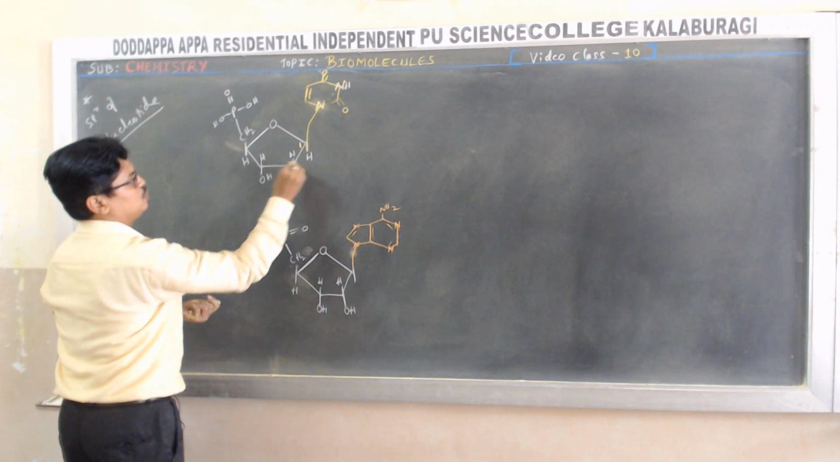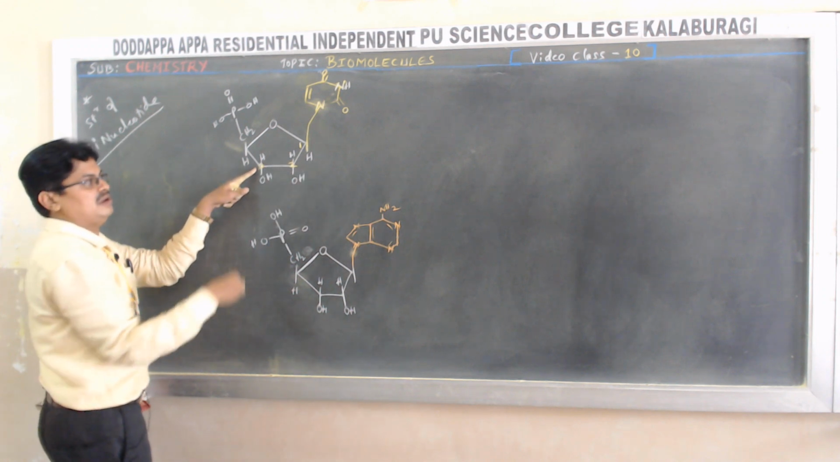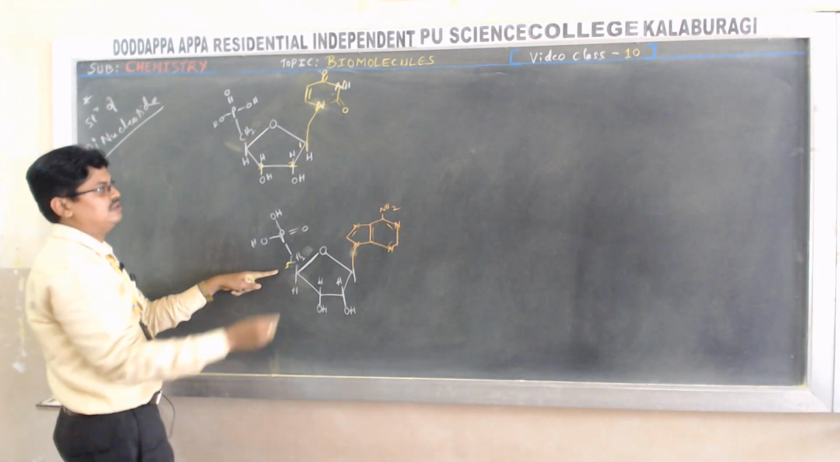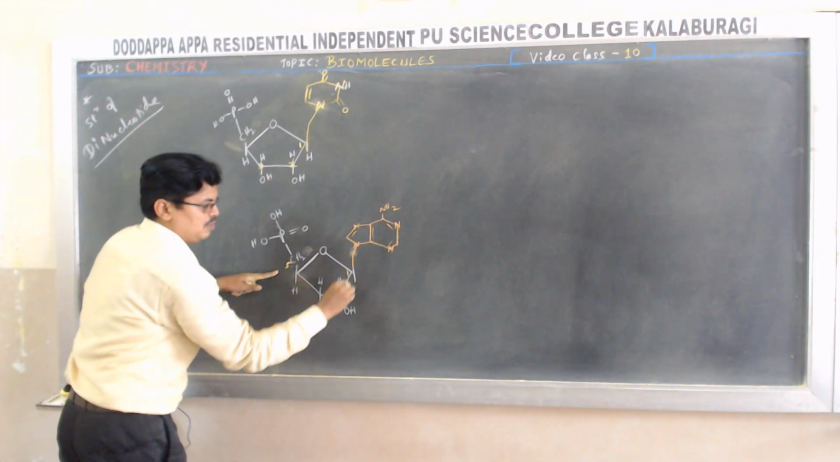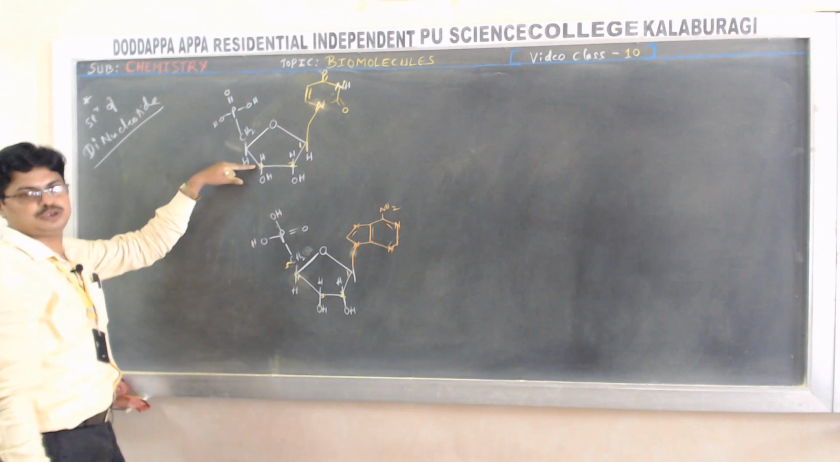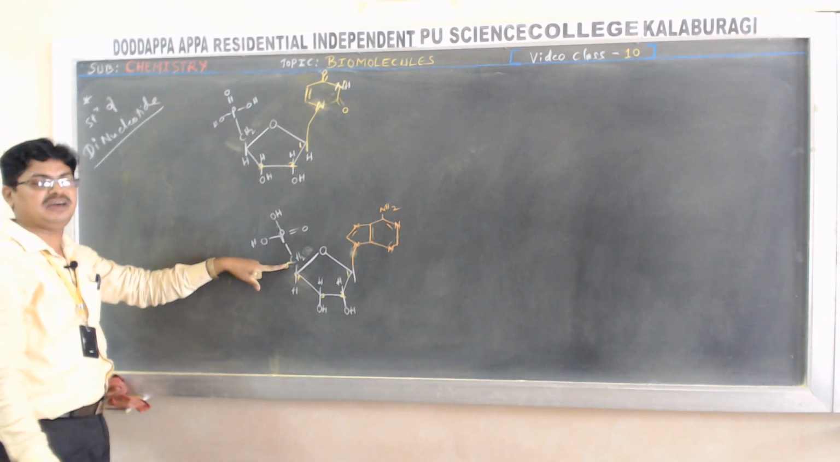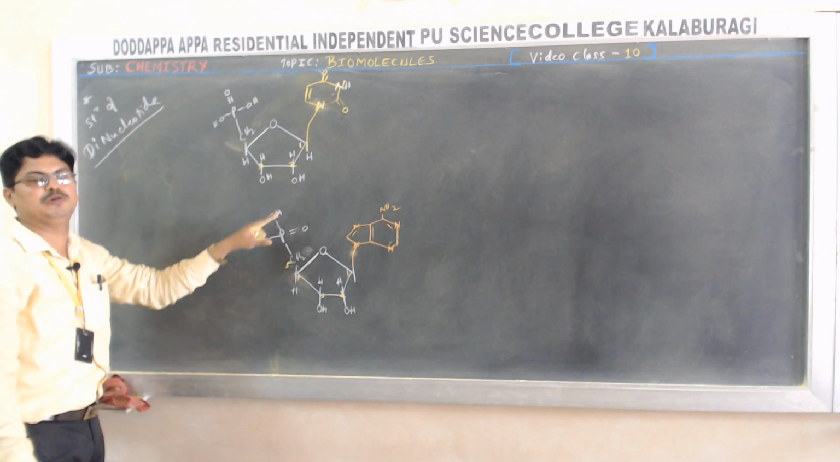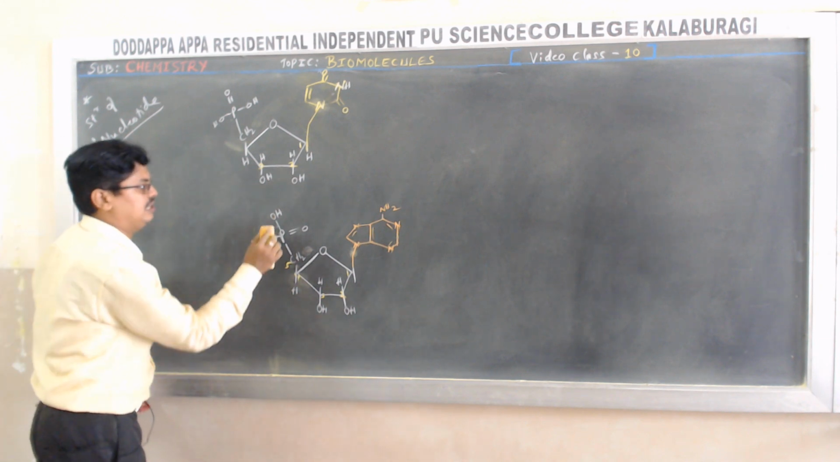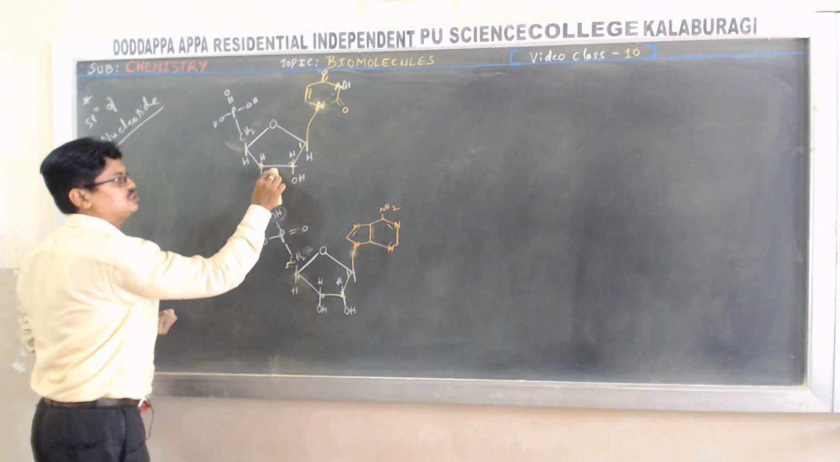This is 1, 2, 3. The third carbon of one sugar reacts with what? The fifth carbon of the other sugar. Third carbon here, 1, 2, 3, 4, fifth carbon. The third carbon of one sugar links with the fifth carbon of the other sugar, which contains the phosphate group, to form a phosphodiester. Look at here, OH and H.